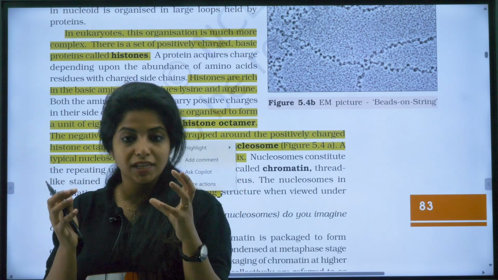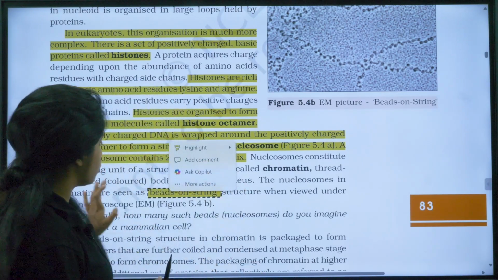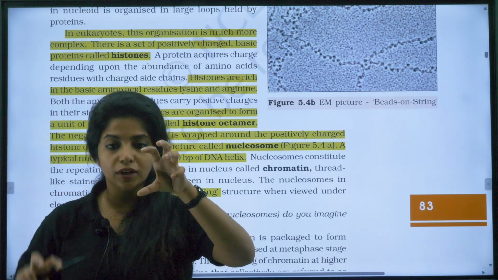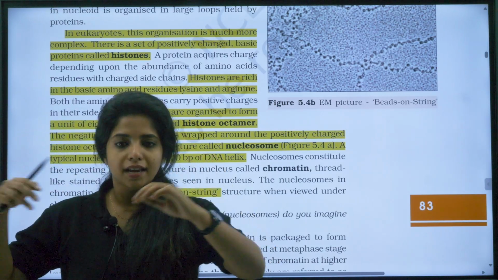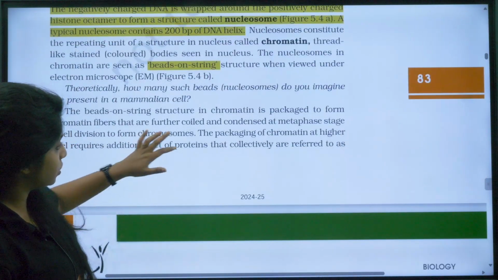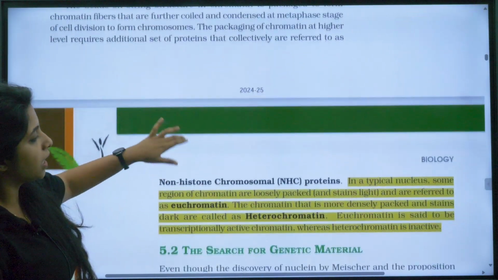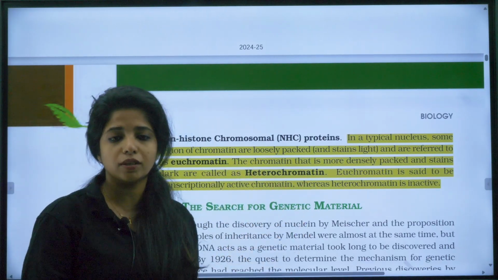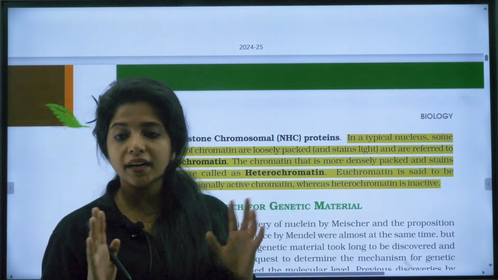This whole structure that you see is known as chromatin, and chromatin is also known as bead on a string like structure, because you will be finding the histone proteins like beads, and it's like a string. A string is what? Basically the DNA. So again the chromatin can be categorized into 2. One is euchromatin and the other one is heterochromatin. Very important question. They ask you the difference between euchromatin and heterochromatin.